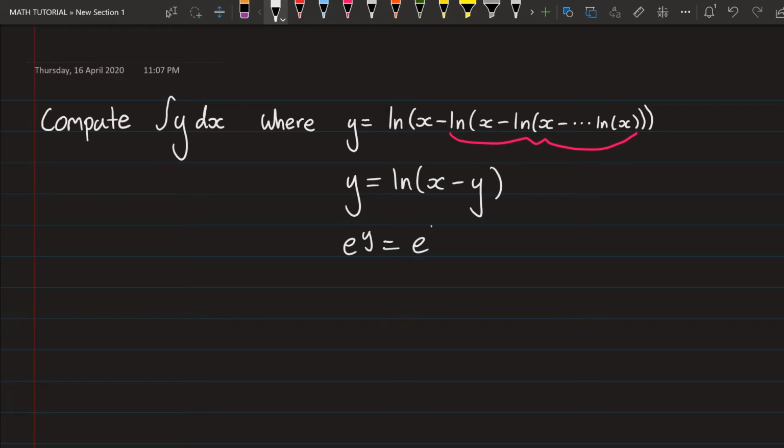To do that, we just take the exponent of both sides, e to the power of that thing. So we have e to the power of y and e to the power of natural log x minus y, which cancels out. So e to the natural log of x minus y, and that allows e to the y to equal x minus y. And now we can just add y to both sides. e to the y plus y is equal to x.